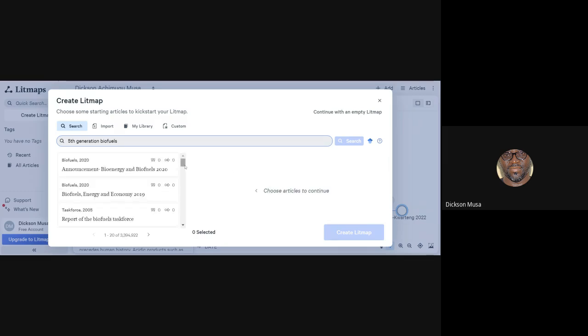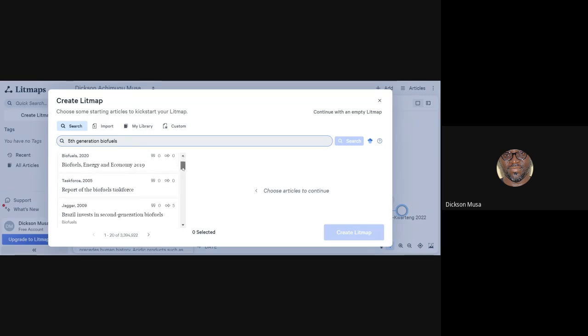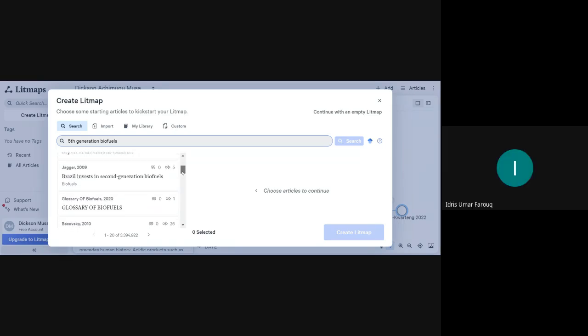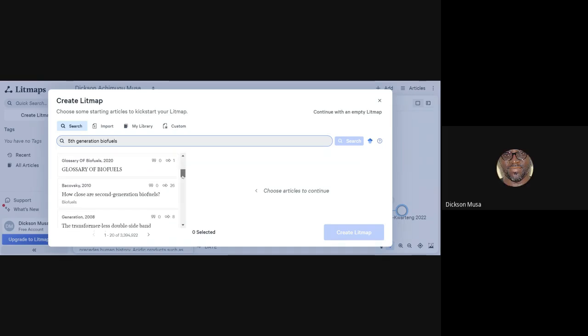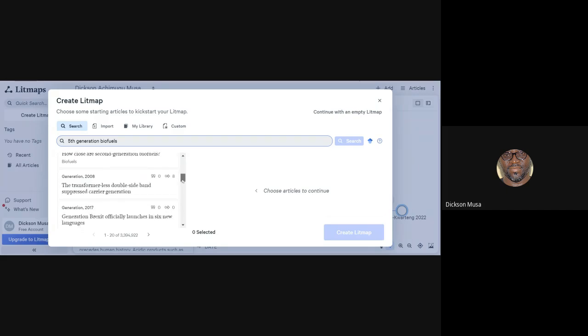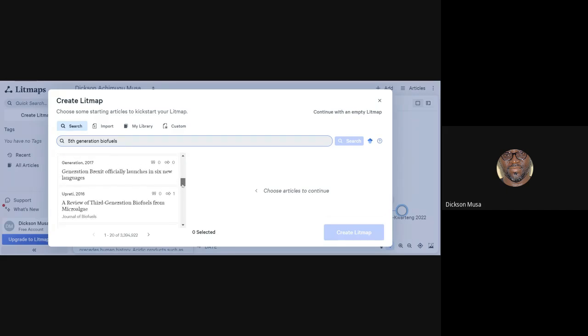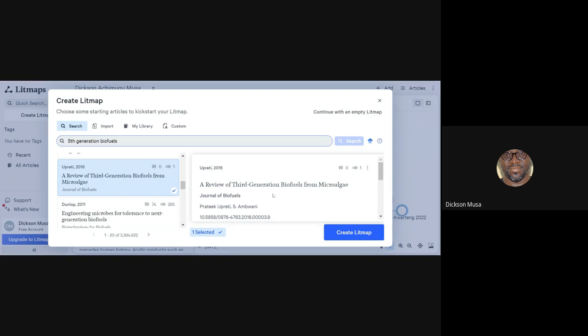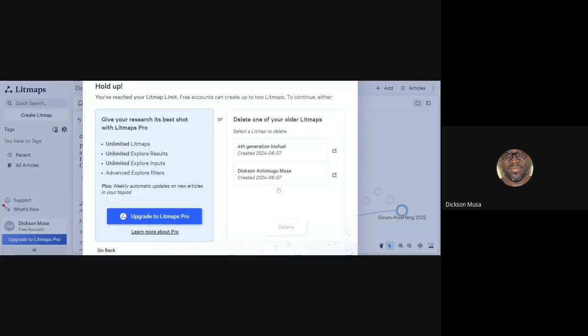5th generation biofuel. Then I go through, are you seeing my screen? Yes. I go through a list of some publications that it has given me, and I choose a review of 3rd generation biofuel from microalgae, for instance. Let's say I dwell on that. And I say create Litmap.